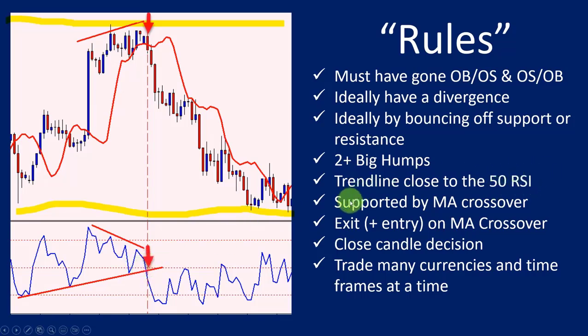And ideally it should be supported by a moving average crossover. You see there's a moving average, which is 4 offset by 4. You can see that the actual signal candle went over the moving average. That's a confirmation, not essential, but a confirmation. And the exit is on the moving average crossover. The RSI momentum indicator doesn't work well in a trending market, but it does work well in pointing you in the right direction when you're about to trade.